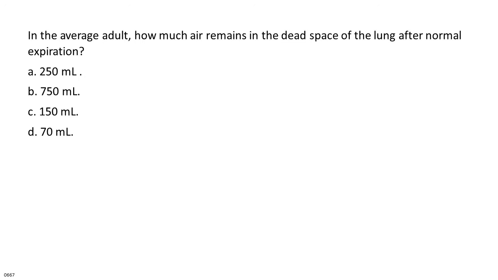In the average adult, how much air remains in the dead space of the lung after normal expiration? A. 250 milliliters. B. 750 milliliters. C. 150 milliliters. D. 70 milliliters.